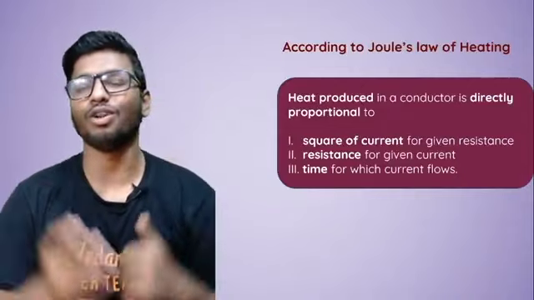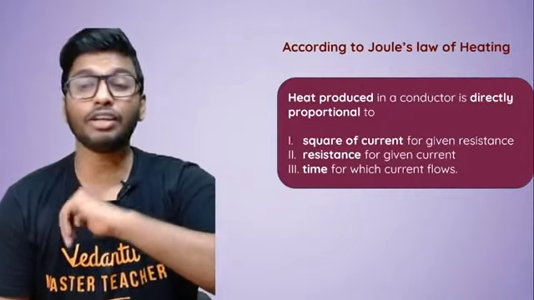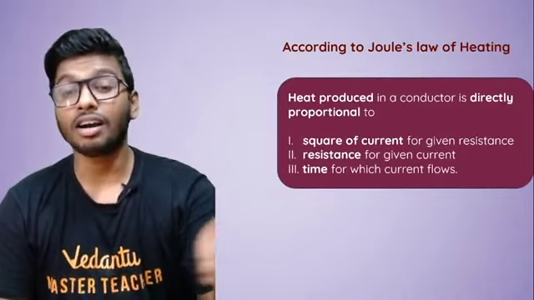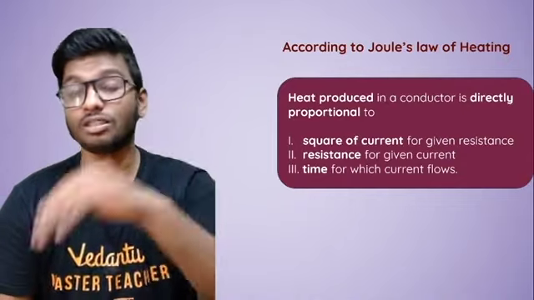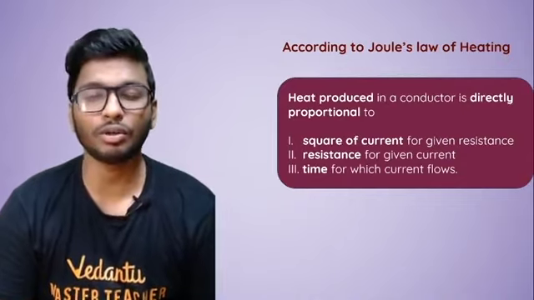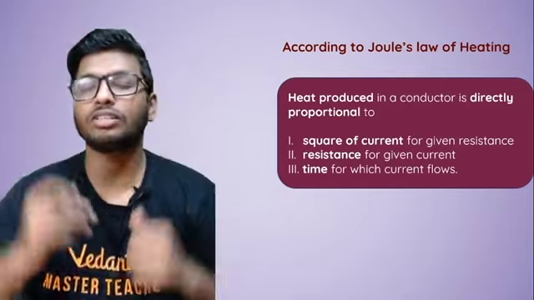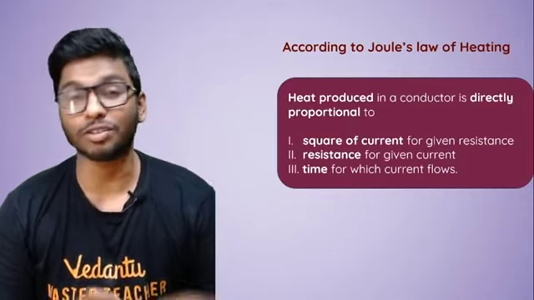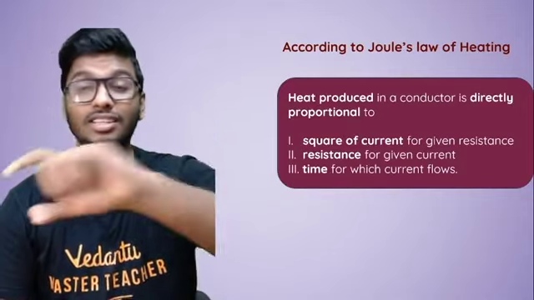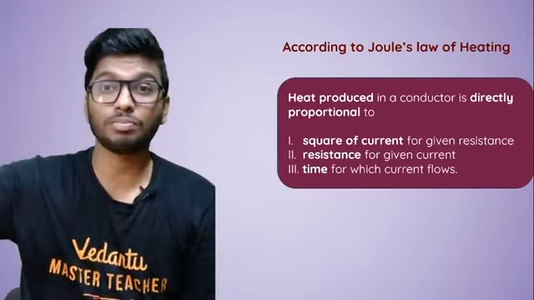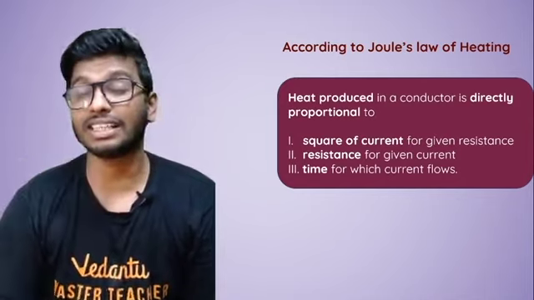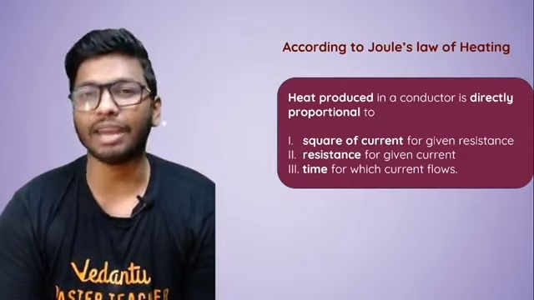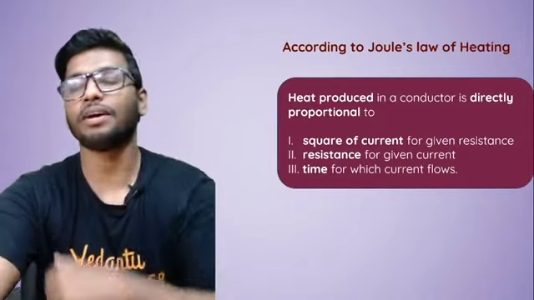So according to the Joule's Law of Heating, what exactly did we see so far? Heat produced in a conductor is directly proportional to three things. One is the square of the current that is passing through the conductor. It is also proportional to the resistance of the given circuit, and also proportional to the time for which the current flows. So however long the current is flowing, that is basically the Joule's law of heating. So three things once again, guys: the square of the current for the given fixed value of resistance, the resistance offered by the circuit, and also the time through which the current would flow.